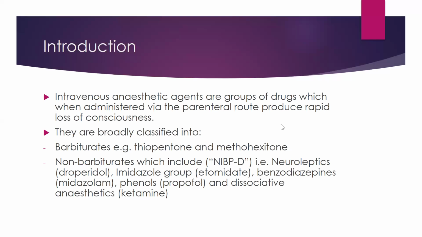By way of introduction, let's remind ourselves that intravenous anesthetic agents are groups of medications that, when administered via the parenteral route, produce rapid loss of consciousness. The anesthetic agents administered through the parenteral route are broadly classified into two: barbiturates, which include thiopentone sodium and methohexitone, and the non-barbiturates, which include the neuroleptics, the Midazolam group (the benzodiazepines), phenols, and dissociative ketamine.